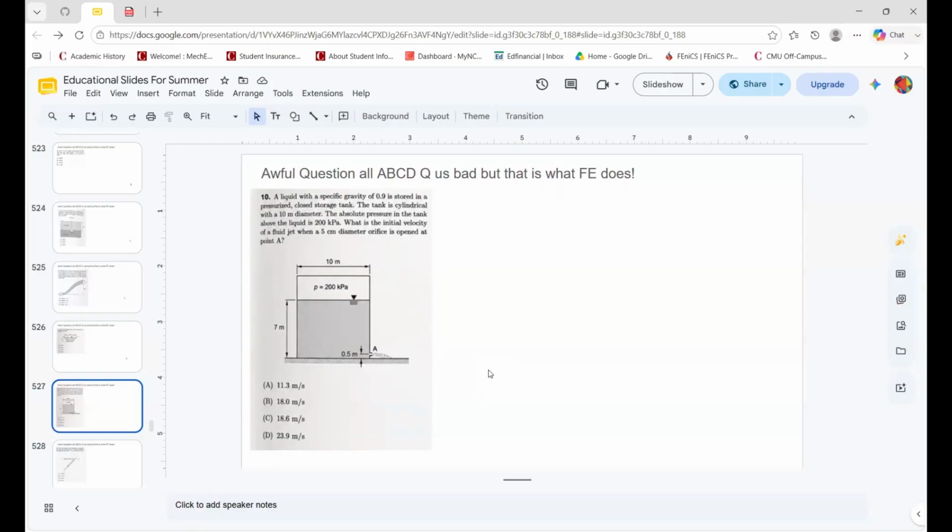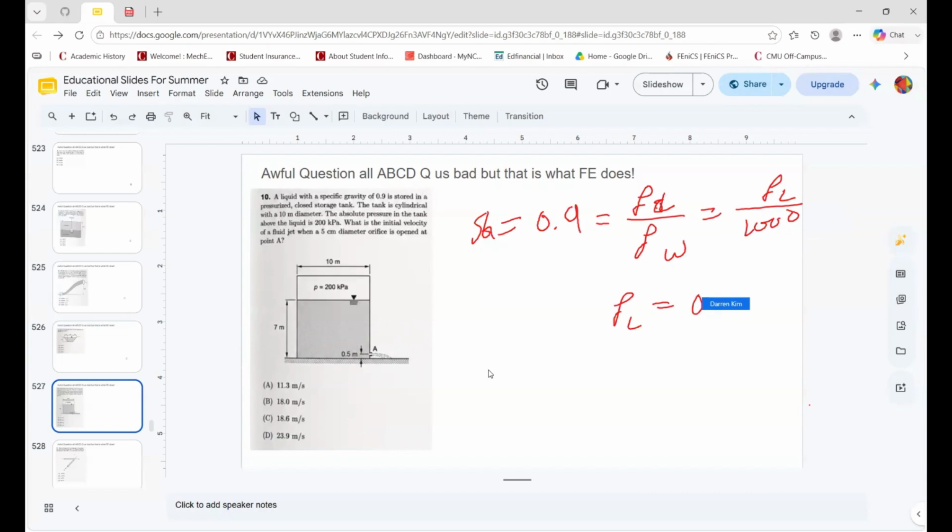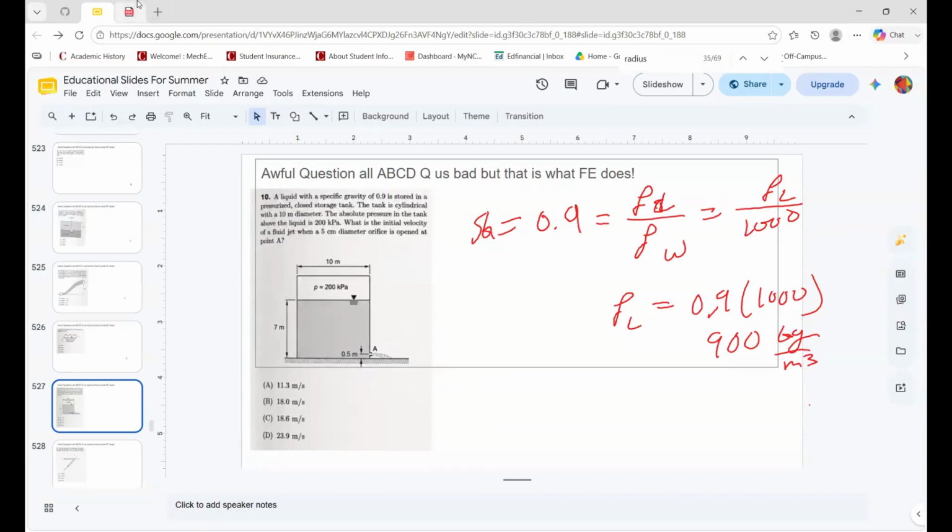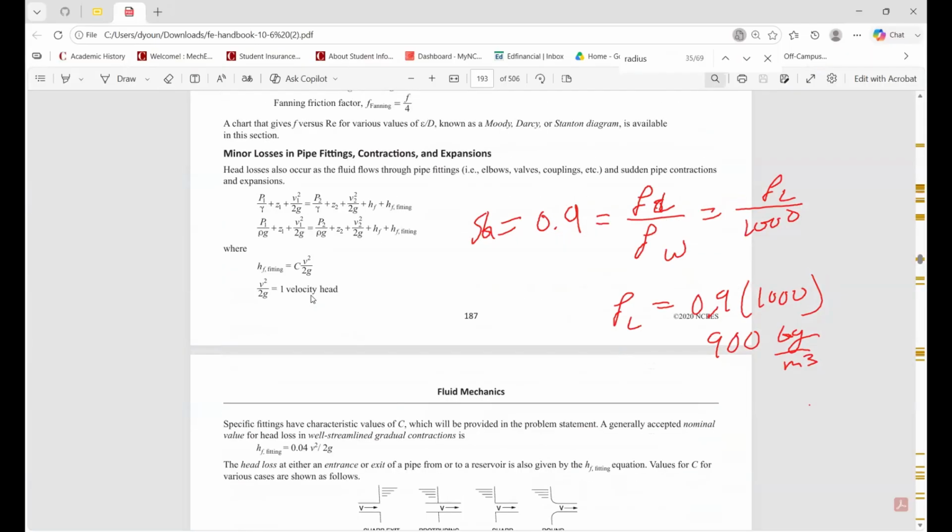First of all, the 0.9 means that this is SG, which is the density of the liquid divided by the density of water. So 1,000 multiplied by... density of the liquid equals 0.9 multiplied by 1,000, which equals about 900 kilograms per meter cubed, right? Now we're using Bernoulli, and this time we're going to use the formula that they give because I'm sick of using my formula.